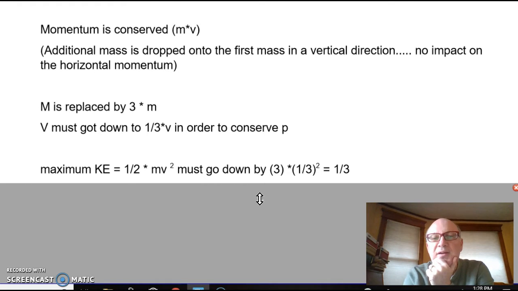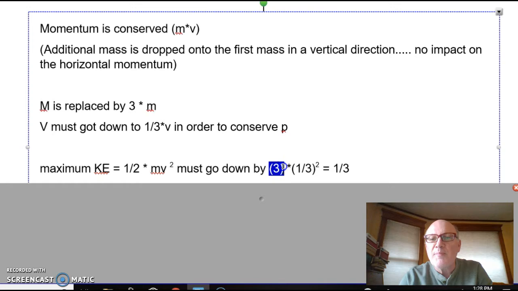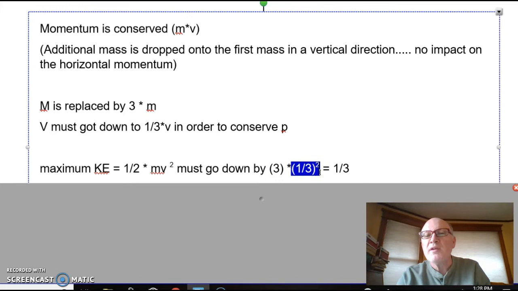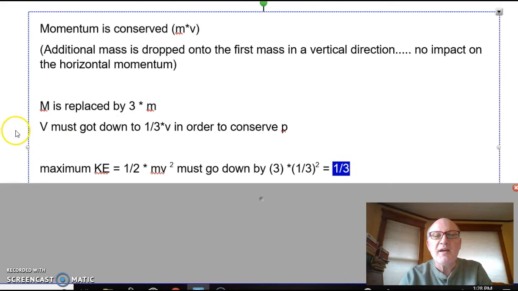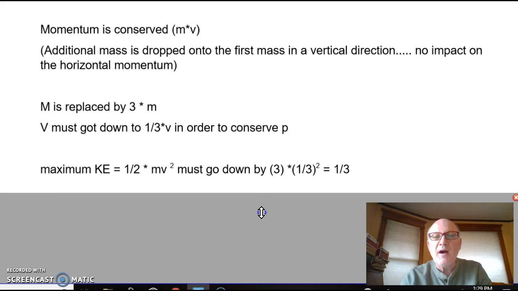The maximum KE, again, right at that equilibrium point, is 1/2 m times v squared, and that maximum kinetic energy must be going down. It goes down by a factor of 1/3, and here's how. The mass goes up by a factor of 3, but the velocity goes down by a factor of 1/3, and that gets squared. So that's 1/9 times 3, or 1/3. So the maximum kinetic energy has gone down by a factor of 1/3.